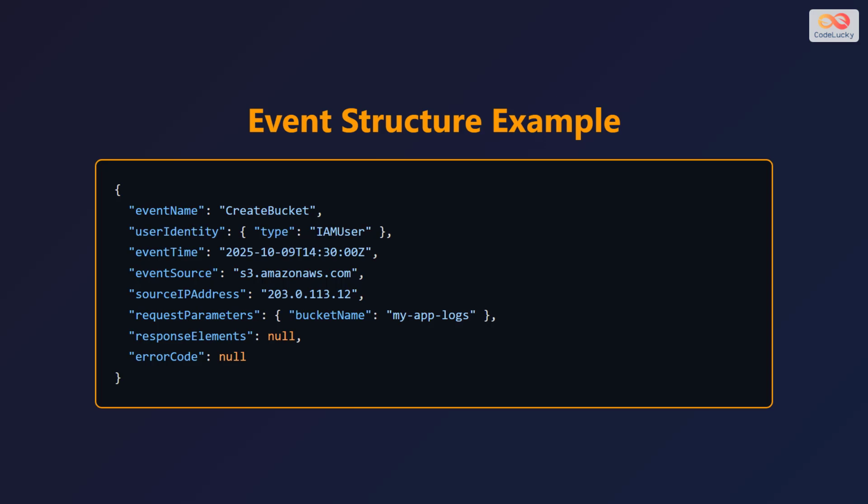Let's look at the structure of a CloudTrail event. Each event is a JSON object containing key information. The event name identifies the action, such as create bucket. User identity shows who made the call, including the type like IAM user. Event time records when it happened in UTC format. Event source shows which AWS service was involved. Source IP address indicates where the request came from. Request parameters contain the details of what was requested, and response elements show the outcome. Error codes help with troubleshooting failed operations.